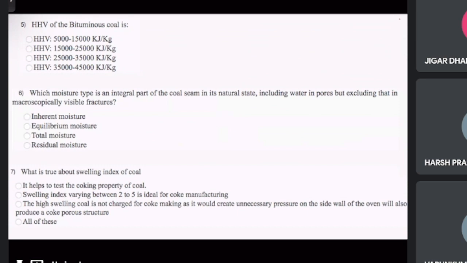There are some questions here based on the previous year assignments. So let's see if we can solve this. Okay. So the higher heating value of bituminous coal is, any guesses?